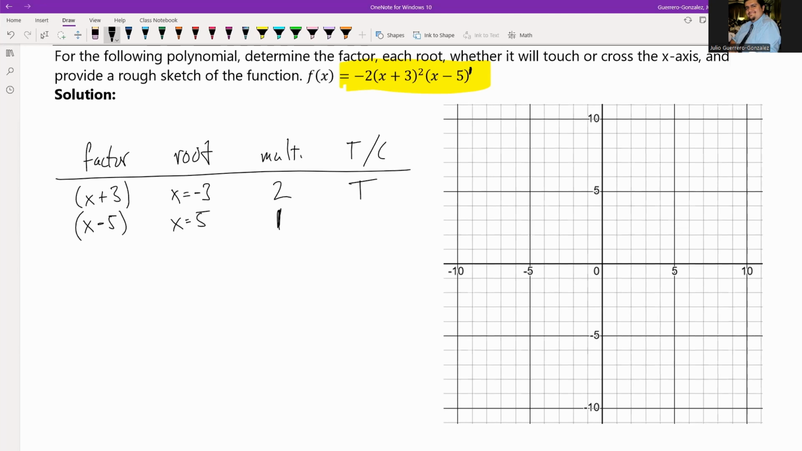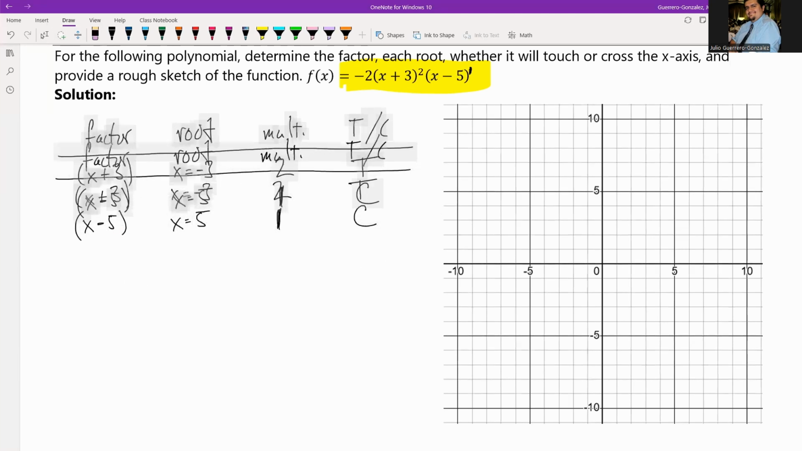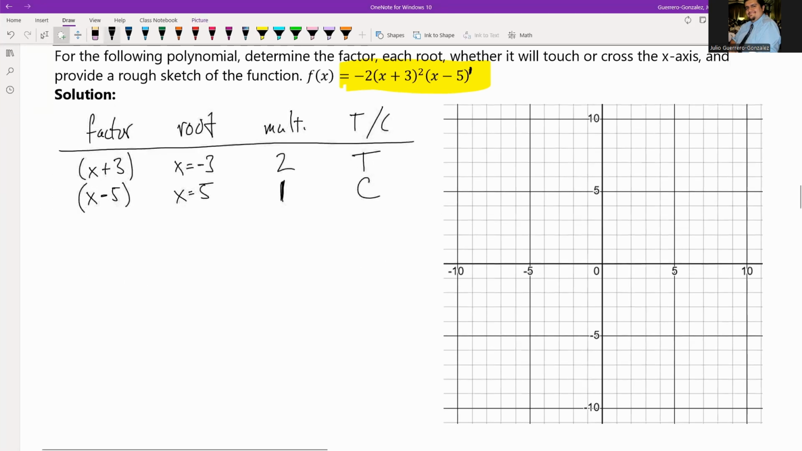Got it? Okay. And since the multiplicity is 1, it'll cross. All right. Simple enough, right? Okay. I'm going to move this up a little bit, because I'm going to do this. I'm going to grab f of x, minus 2 times (x plus 3) squared times (x minus 5), okay?